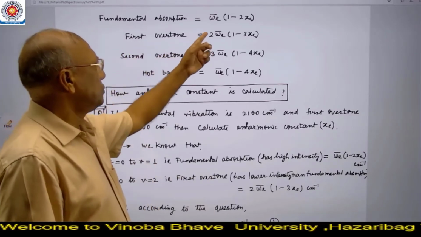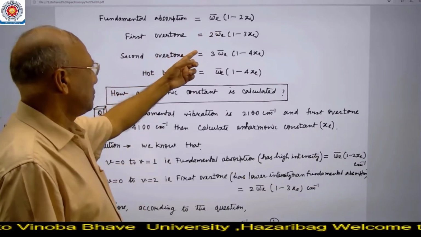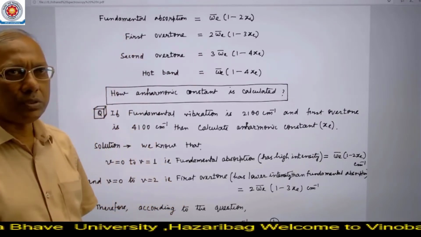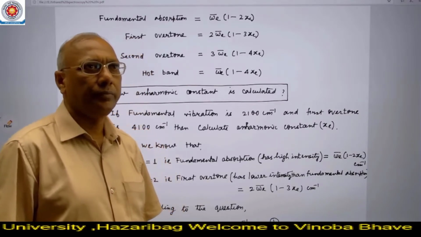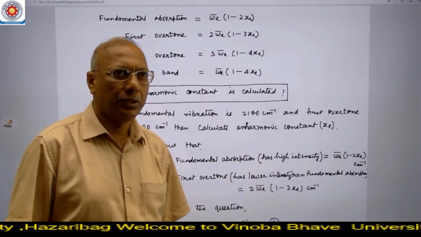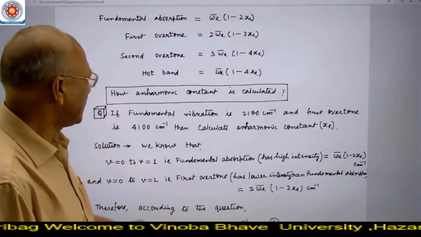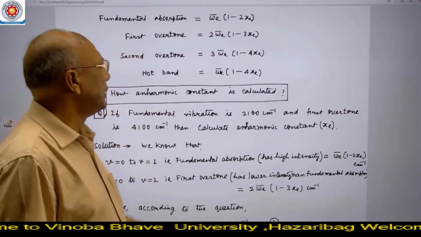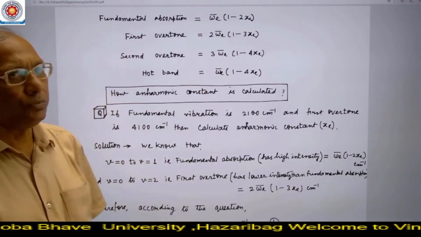Fundamental absorption is equal to omega E bar into 1 minus 2xe. First overtone is equal to 2 omega E bar into 1 minus 3xe. Second overtone is equal to 3 omega E bar into 1 minus 4xe. And for hot band, it is equal to omega E bar into 1 minus 4xe. Here omega E bar is the fundamental frequency and xe is the anharmonic constant.